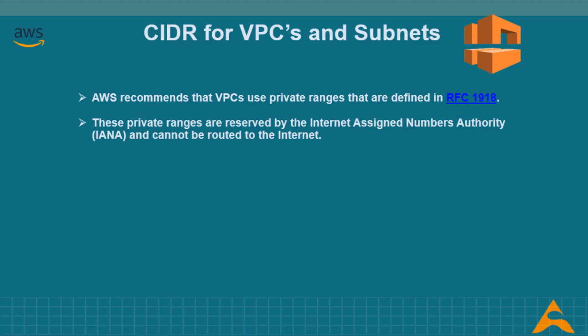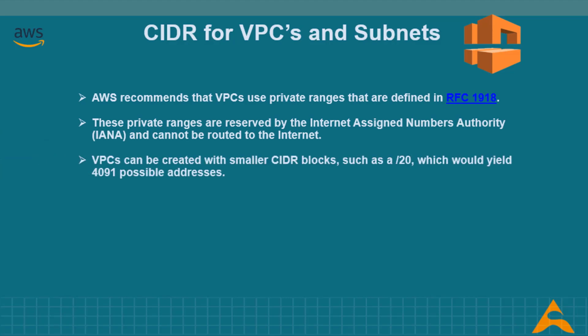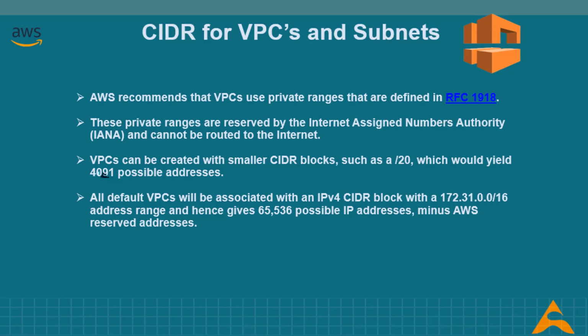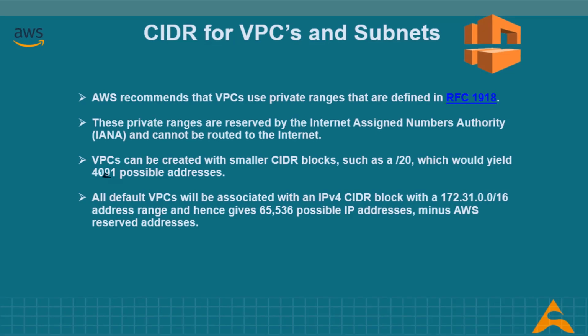Different sized ranges with different allocations of IP addresses can be assigned to a VPC depending on need. Now, all default VPCs can be associated with the IPv4 CIDR block with a 172.31.0.0/16 address range. This will give you approximately 65,536 possible IP addresses minus some AWS reserved addresses. VPCs can be created with smaller CIDR blocks such as /20, which would yield 4091 possible addresses. I hope the CIDR block is clear.